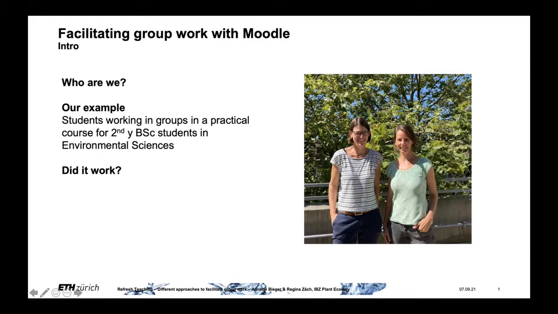And I'm Annette Bieger. I used to be an elementary school teacher. Now I'm a biologist and work as well in the plant ecology group. I'm managing the labs. I do some technical work, but I also do some teaching work with Regina, mainly practical courses at the bachelor's level. And I hand over to Regina, who's telling you all about our Moodle experience.